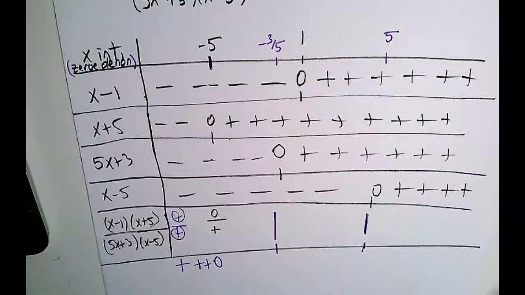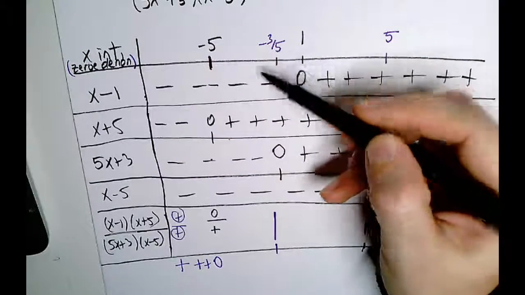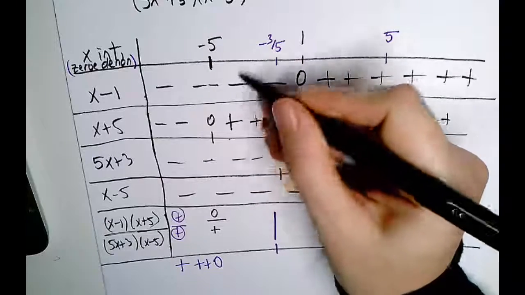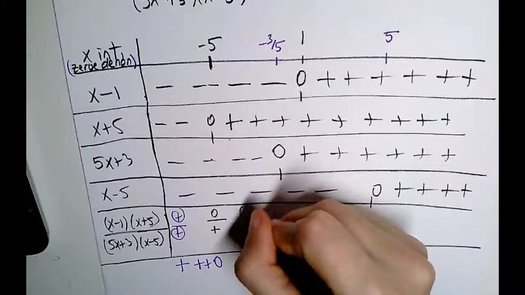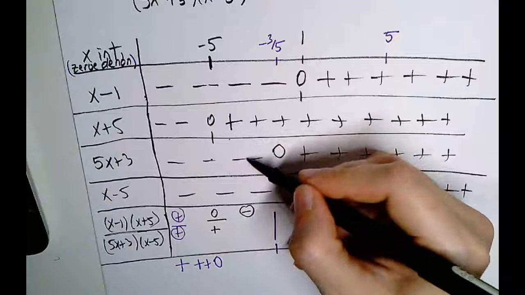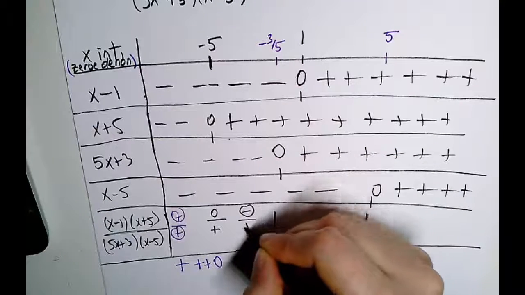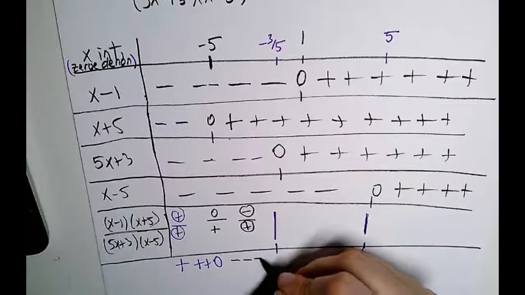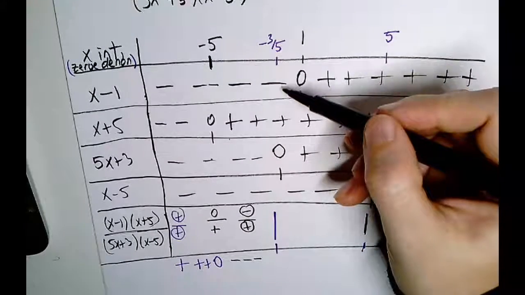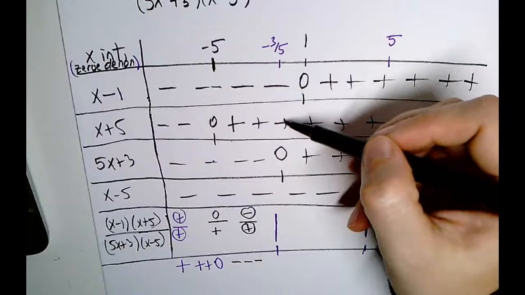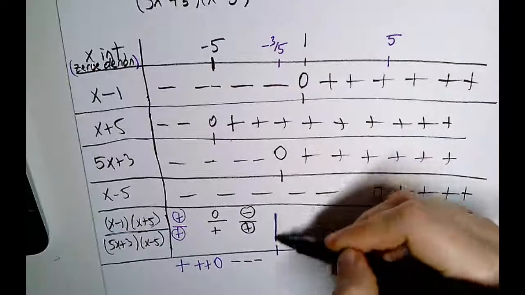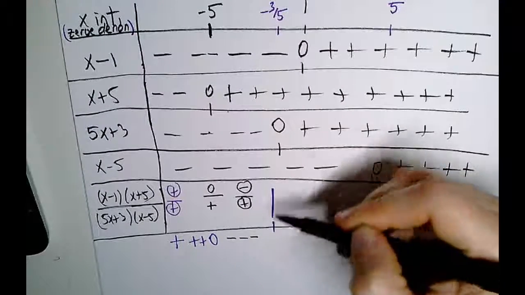Now similarly, between negative 5 and negative 3/5, I have a negative number times a positive. That's my numerator, so it's going to be a negative divided by a negative times a negative, so divided by a positive. A negative divided by a positive is a negative. Now I have a negative times a positive divided by 0. I cannot have anything in here, so this is going to be undefined.